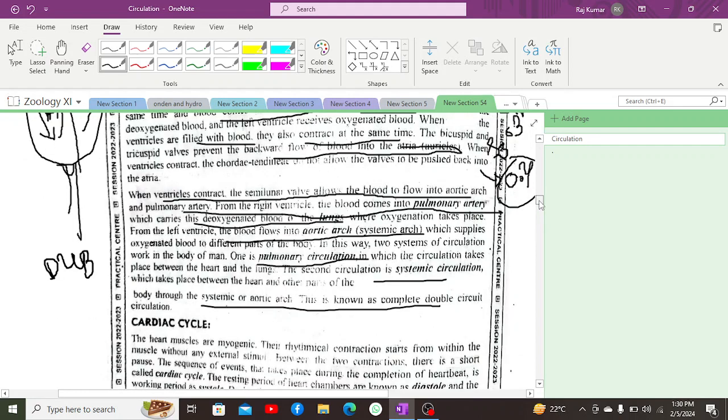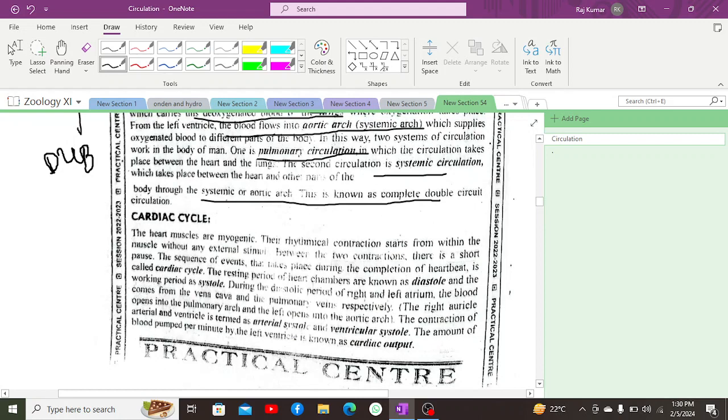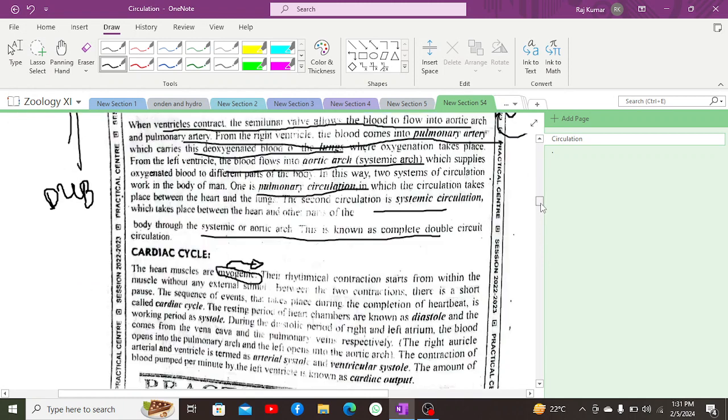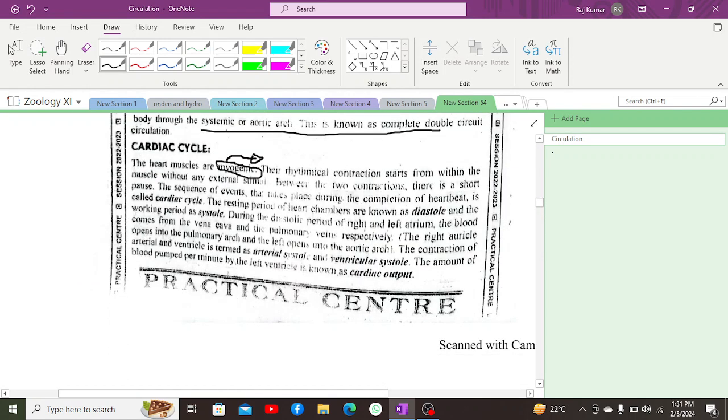And apart from that, when it comes to the cardiac cycle, it is also similar. The heart muscles are auto-excitable. They are myogenic, such that they generate their response automatically without any need of any stimuli from the nervous system. So they are myogenic. They generate their own cardiac contraction and relaxation. Their rhythmical contraction starts from within the muscle without any external stimuli.